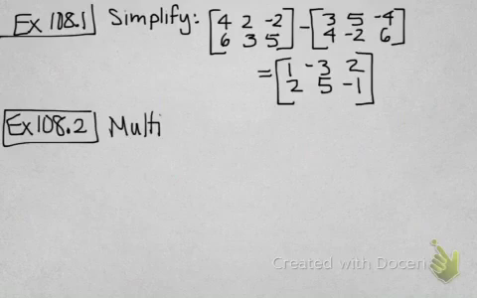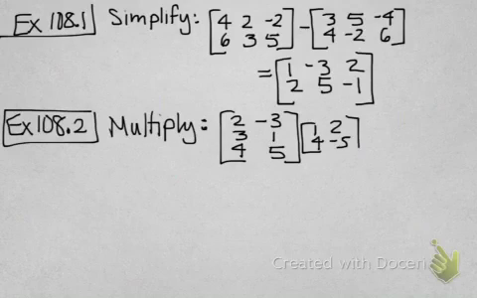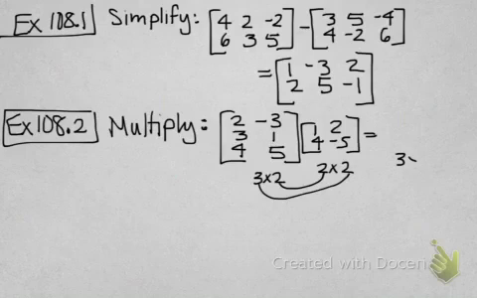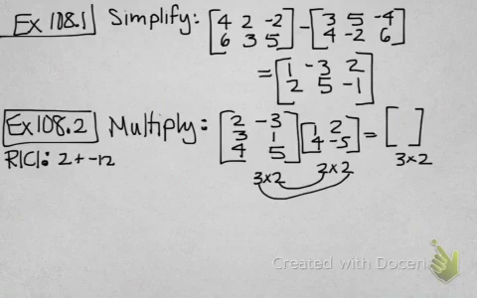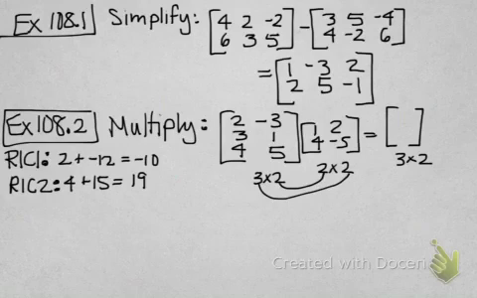Next example says multiply these two matrices. So the first thing you always do is check the dimensions. We have a 3 by 2 multiplied by a 2 by 2, so our result is going to be a 3 by 2 matrix. So we'll go first row, first column. So we have 2 times 1 plus negative 3 times 4. So 2 plus negative 12 is negative 10. Row 1, column 2 is going to be 2 times 2 plus negative 3 times negative 5. So we have 4 plus 15, which is 19.